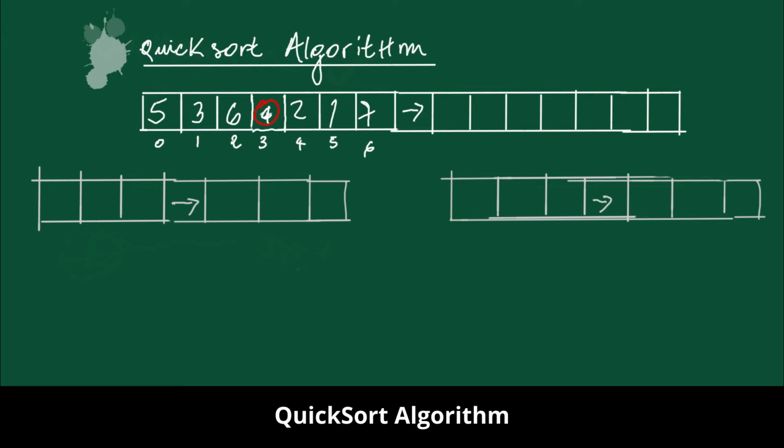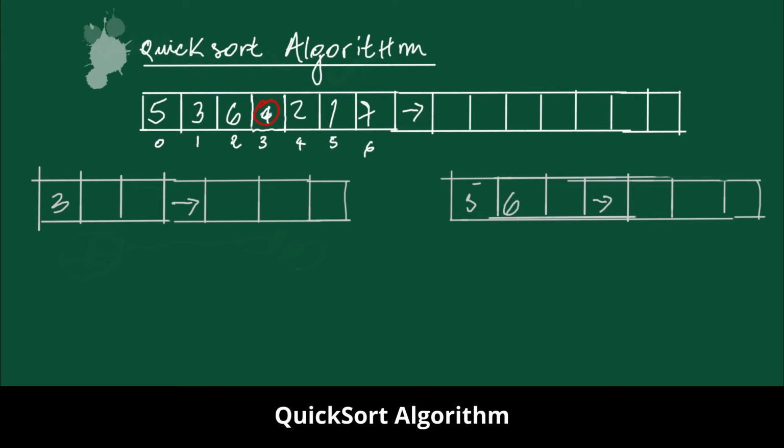Okay, so the number 5 is greater than 4. Number 5 is gonna be here. Number 3 is lower than 4. It's gonna be here. 6 is greater than 4.